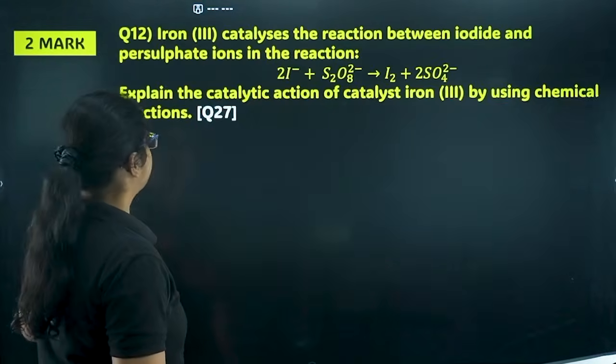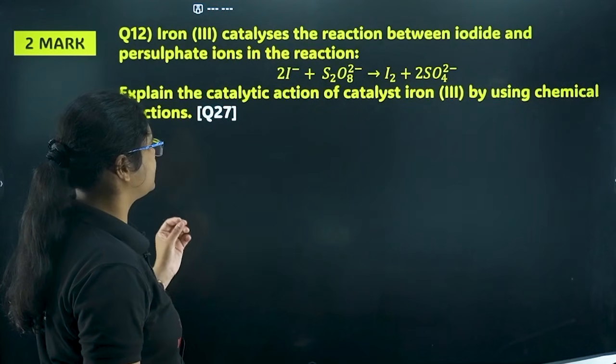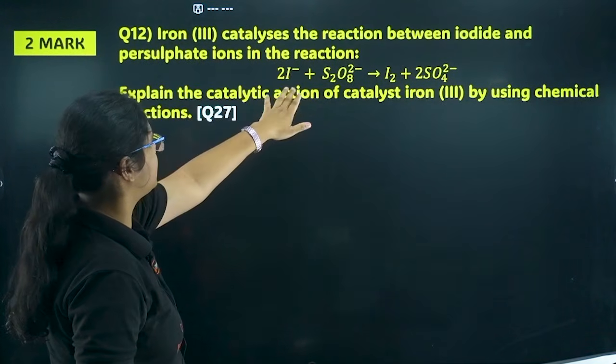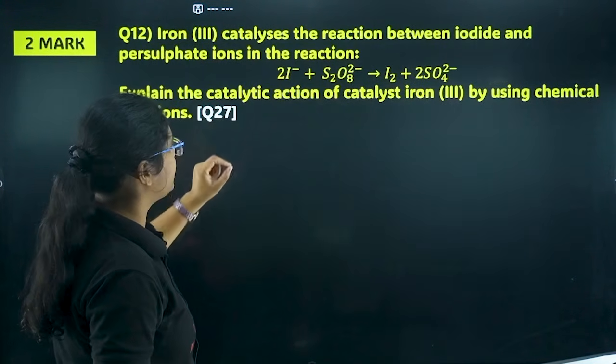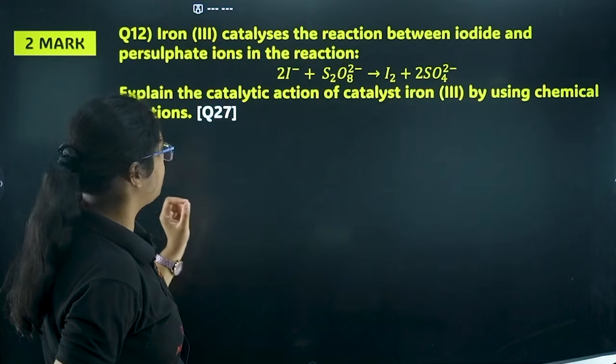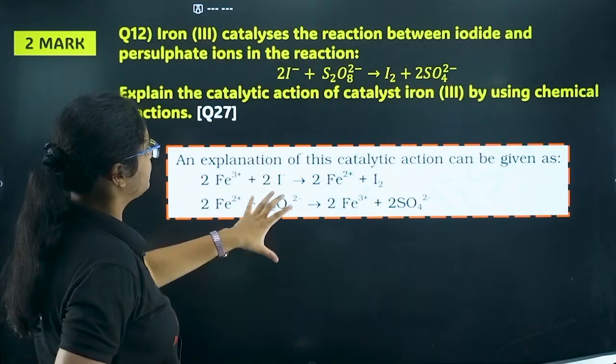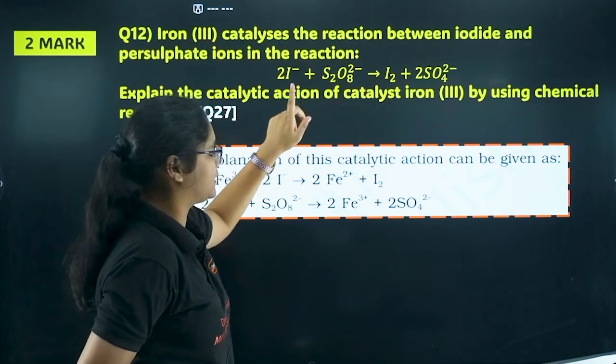Clear? Next we have question number 12. Iron catalyzes the reaction between iodide and the persulfate ions in the reaction. Explain the catalytic activity of catalyst iron by using the chemical reaction. This is question number 27. This is a very important question, how iron can catalyze this particular reaction.